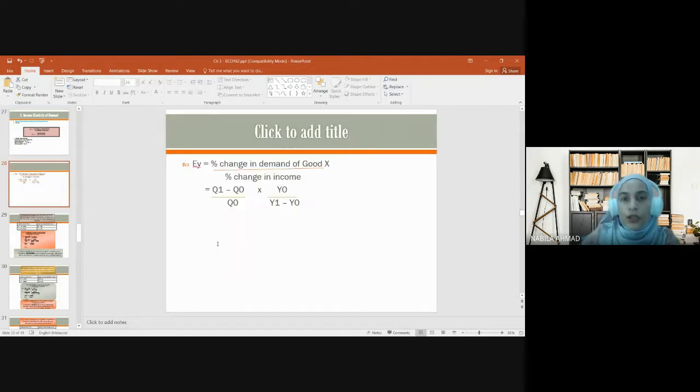Okay, so kita tengok formula. Formula sama sahaja, so kita just tukar je EY. EY ni represent income elasticity. Percentage change in demand of good X bahagi dengan percentage change in income. So kita tukar daripada price tadi tu, kita tukar jadi Y. Q1 minus Q0 over Q0 times Y0 over Y1 minus Y0. Okay, so Y0 adalah income yang lama, Y1 adalah income yang baru.